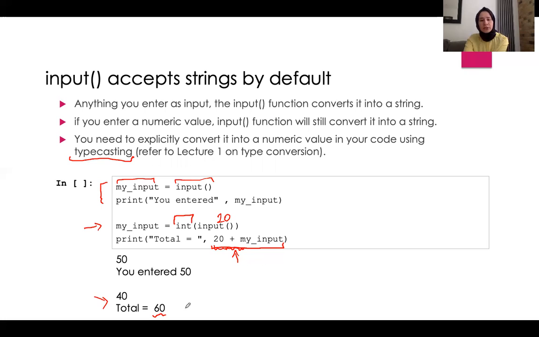So this is what you need to do when you wanna get some numeric value from the users. You have to use typecasting. This is what you need to do when you wanna get some numeric values from the users.